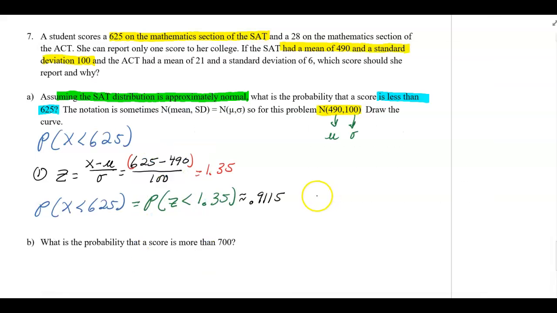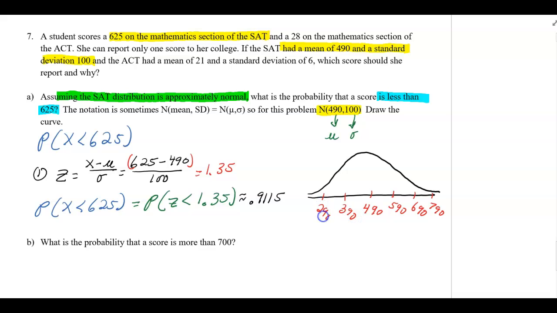What does this mean visually? Let's draw the normal curve. So if I were to draw the normal curve, we know the mean is 490, so I'm going to put that in the middle. Standard deviation is 100, so one standard deviation, 590, 690, 790. If you go backwards, 390, 290, 190.